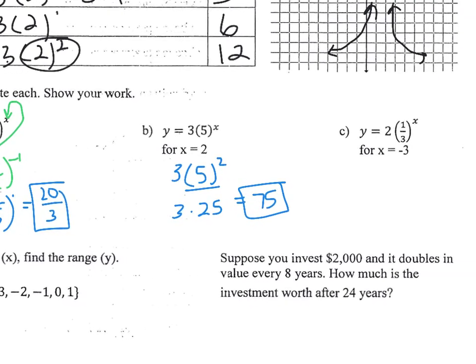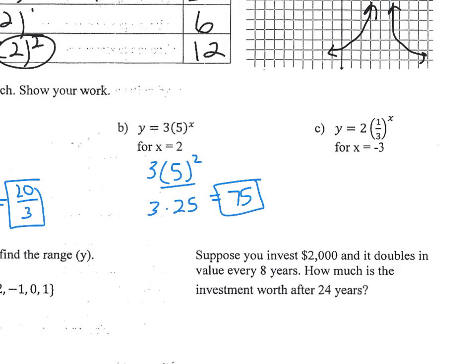And then letter C, 2 times 1/3 to the negative 3. So if you have a negative exponent, it's going to be 2 times 3 over 1 to the 3rd. So this is going to be 3 to the 3rd, which is 27. So 2 times 27 is 54.